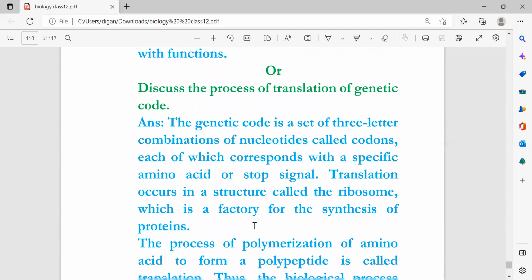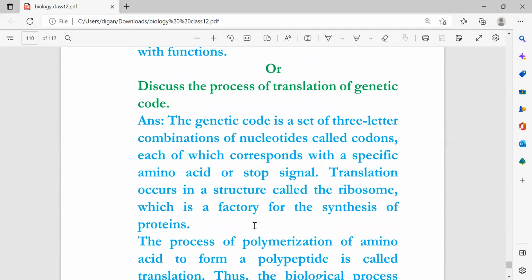Next, another question is given there, that is, discuss the process of translation of the genetic code. The genetic code is a set of three-letter combinations of nucleotides called codons, each of which corresponds with a specific amino acid or stop signal. Translation occurs in a structure called the ribosome, which is a factory for the synthesis of protein.